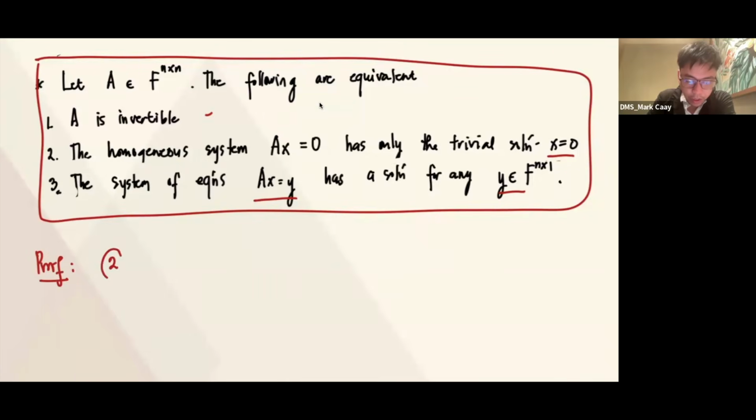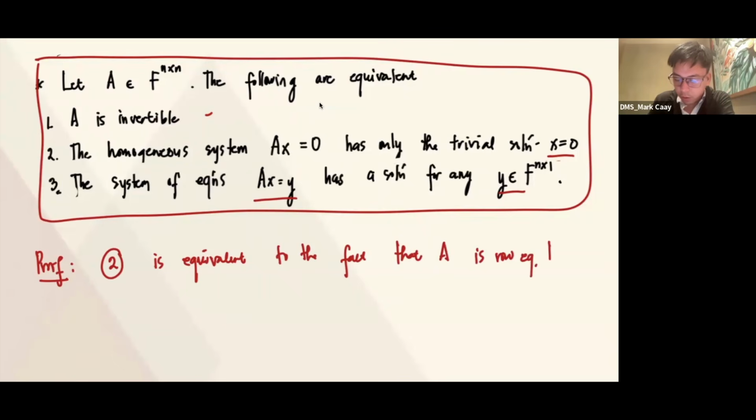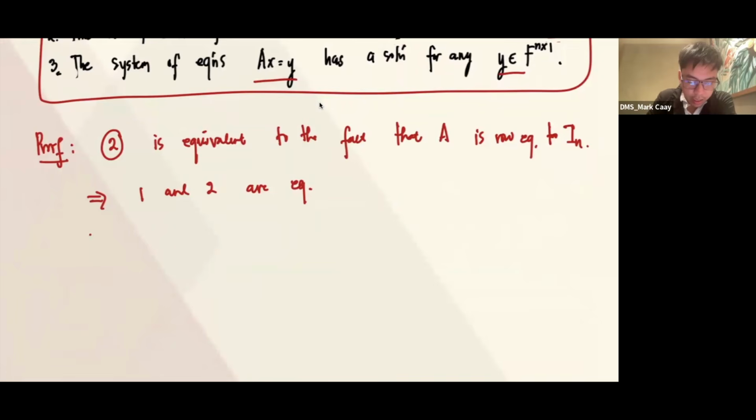As you can see, 2 here is equivalent already to the fact that A is row equivalent to IN. In fact, alam na natin to kasi na-discuss na to before, di ba? Okay, a homogeneous system. In this case, when A is invertible, it has a trivial solution. So in this case here, 1 and 2 are equivalent.